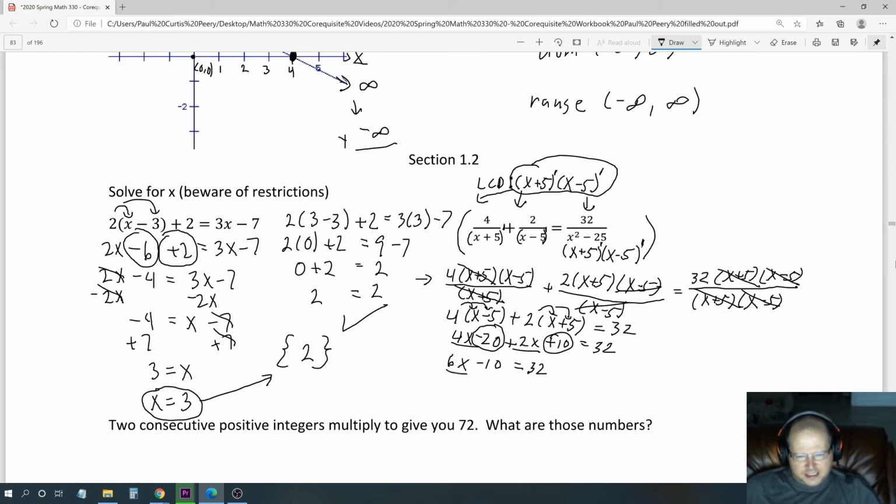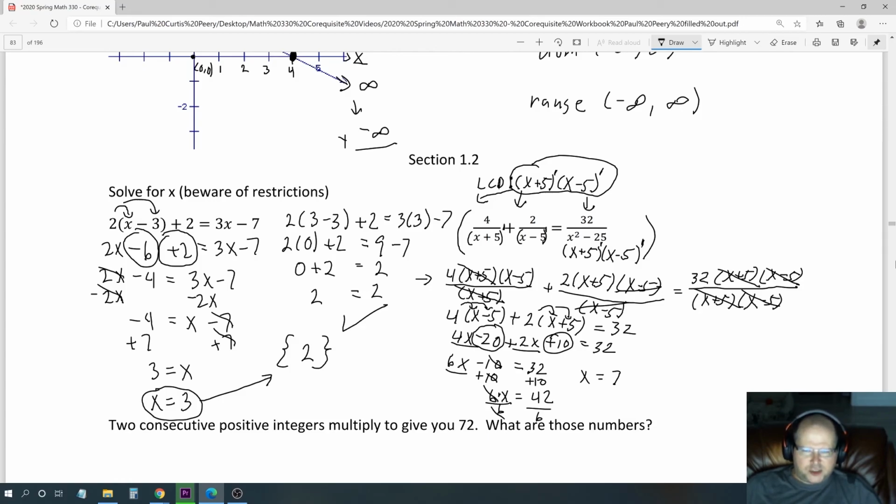Then we try to get the 6x by itself, so we undo the subtraction of 10 by adding 10. Whatever we do to one side, we do to the other. That leaves me 6x is equal to 42. We undo the multiplication of x by 6 by dividing by 6. Whatever you do to one side, you do to the other. And that leaves you x is equal to 7. Okay, so now we have x is equal to 7. That seems like a perfectly fine answer.